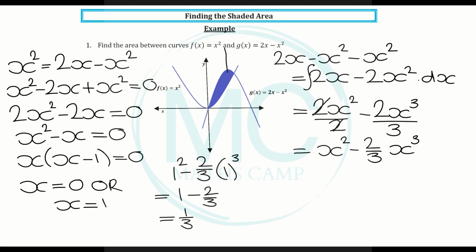Now let's substitute 0 into x. 0 squared minus 2 over 3 multiplied by 0 cubed. If you have a base of 0, your answer will be 0. And remember that when you multiply any value by 0, your answer, once again, is 0. So in this case, we have 0 minus 0, which leaves us with 0. Now we can say 1 over 3 minus 0 remains as 1 over 3. So this is the area between the two curves. Let's do another example.